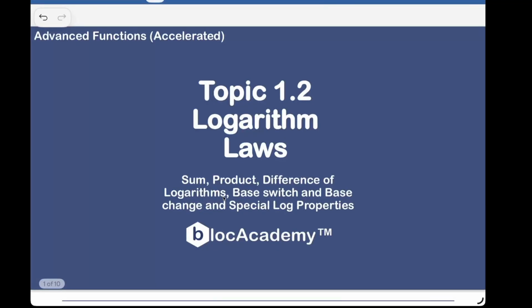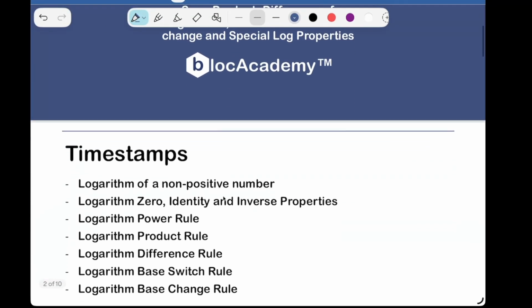Topic 1.2, Logarithm Laws. Here are some timestamps.